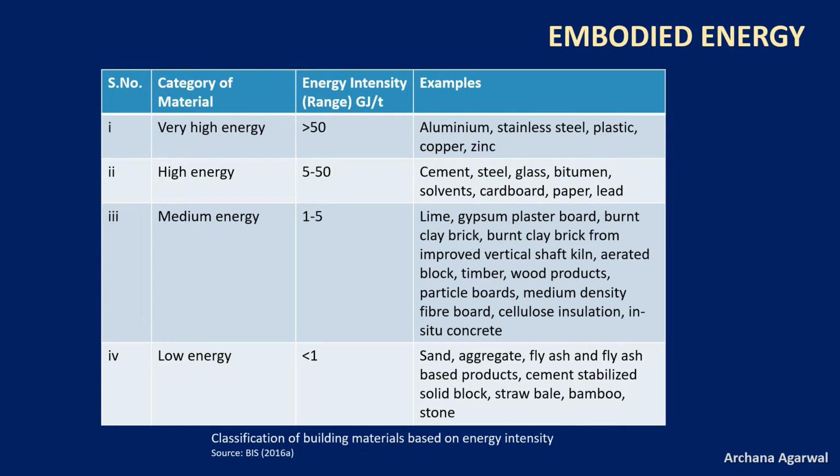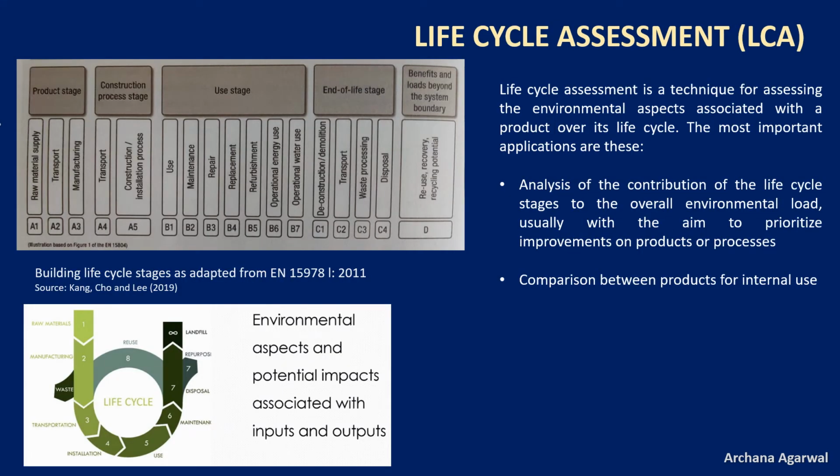The table here gives the classification of building materials based on energy intensity. Energy intensity is the embodied energy value per unit mass. Life Cycle Assessment or LCA was introduced in the 1960s for effective management and utilization of materials in various industries. International standards for LCA were laid down in 1997.